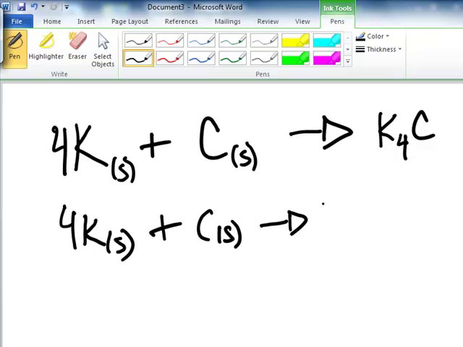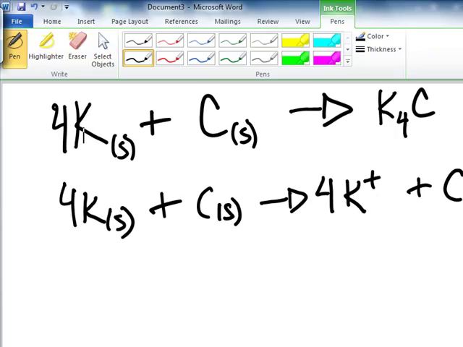4. Remember when we're separating them to show that they're separate, we put it out in front instead of down below. So we have 4K+ and C -4. So what's going on there? Let's take a look at potassium. Potassium's charge is going from, if nothing's written there, it's a 0. So it's like having a 0 there.